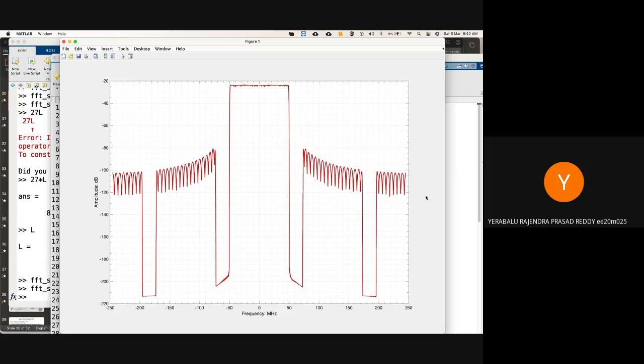Sir, can that extra band be used by some other user, or will it be kind of a waste? What extra? That band between minus 50 to some. Yeah. So no. Remember that we are given only 100 megahertz bandwidth. This bandwidth can be used by some other operator if you want to.